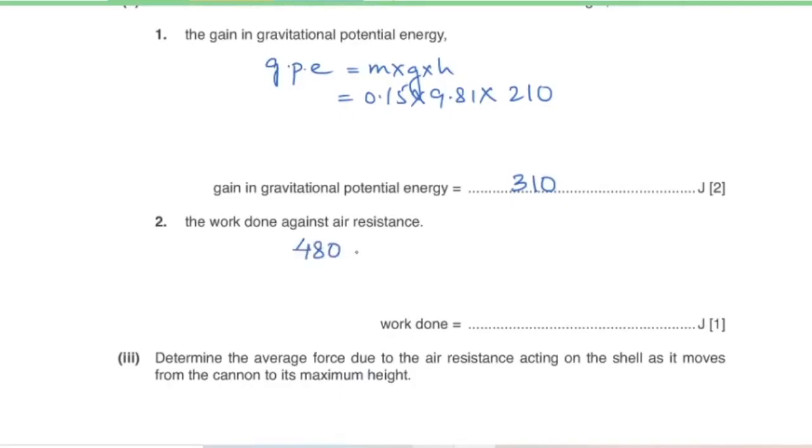So this was the loss in kinetic energy, and this is the gain in potential energy. The difference between them is the work done against the air resistance. So that is 170 joules.